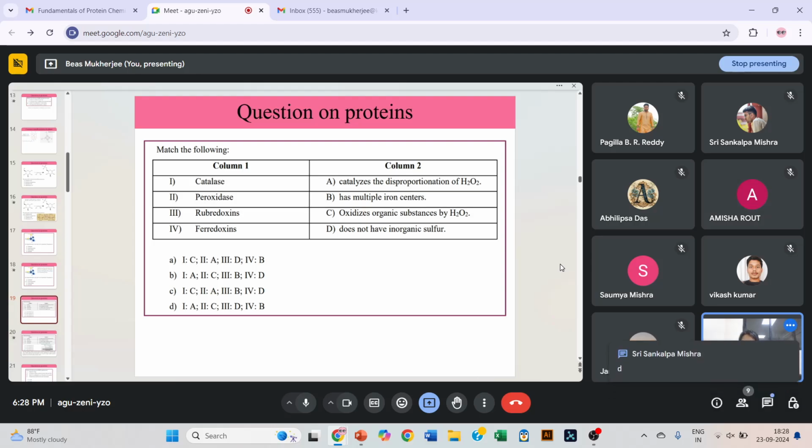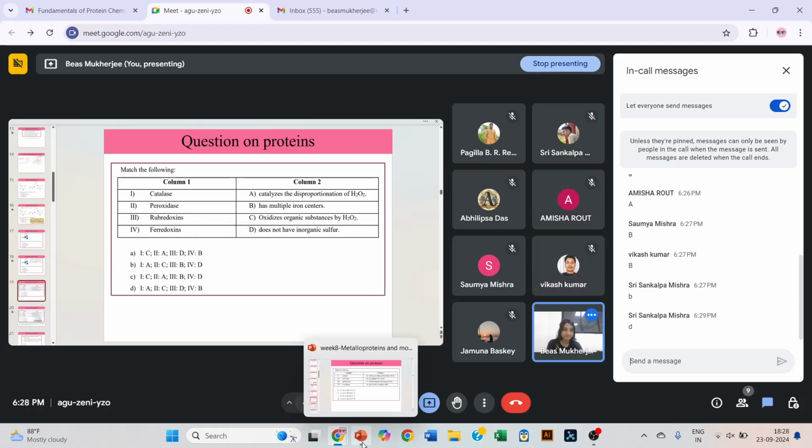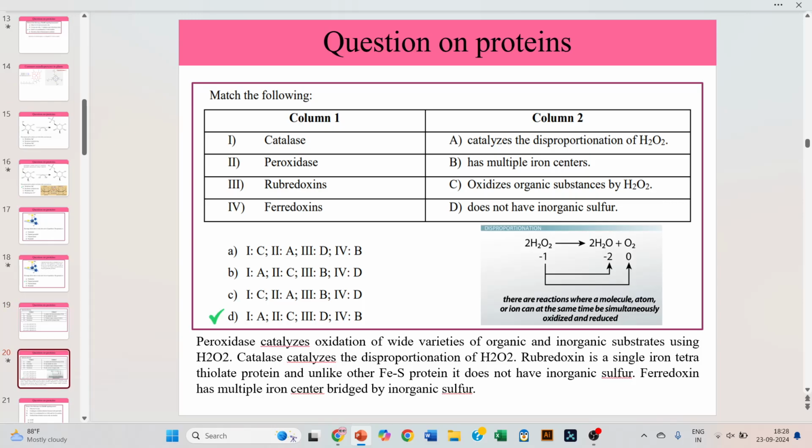Okay, you're saying it is D. Let's look at the answer. Yes, that is very correct. It is D. Peroxidase catalyzes oxidation of a wide variety of organic and inorganic substances using H2O2. Catalase catalyzes the disproportionation of H2O2.